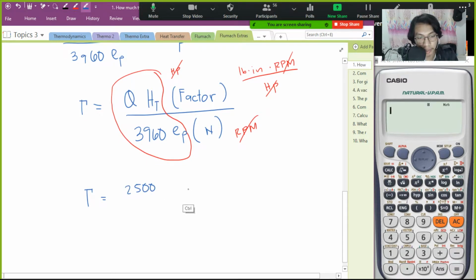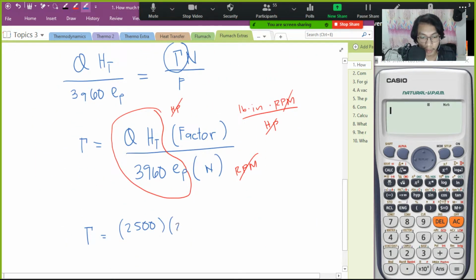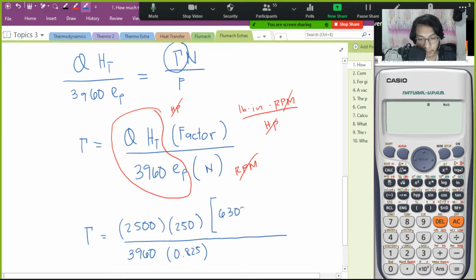Huwag natin lagyan ng unit kasi dito ko na-cancel ko na eh. Head total is 250 feet. Ilagay doon. Ayun, 250 feet. 250 feet divided by 3960. The efficiency of the pump is 0.825. You multiply it with the factor. Ano ba yung factor? The factor is 63025. Anong unit niyan? Pound inch na lang matitira.